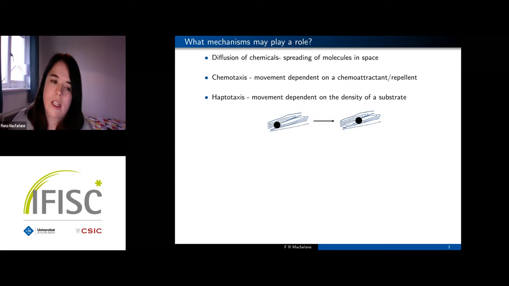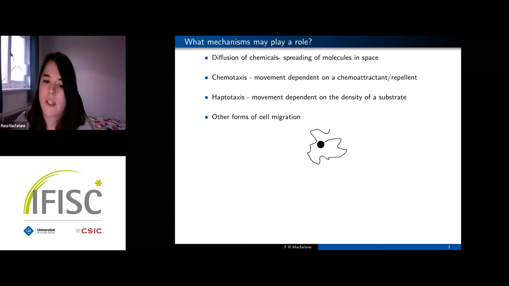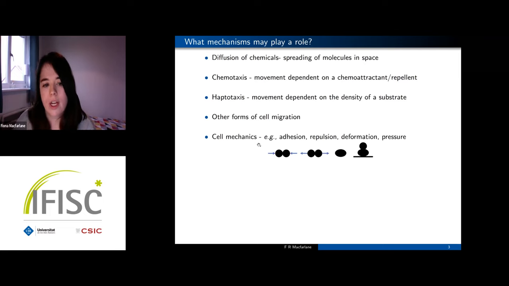As well as chemotaxis, we could consider things like haptotaxis, which is movement dependent on the density of some substrate. So on a cellular level, that could be things like cells moving on an extracellular matrix, where the movement of the cells is directed in some way by the tissue that they're in. We could also consider other forms of cell migration that might lead to patterning, for example, random motion or other more complex forms of cell motion. As well as motion, we could think about things like cell mechanics that might lead to patterning. So that could be adhesion of cells where they're kind of stuck together, repulsion of cells where they're wanting to move away from each other, and more complex things like deformation of cells or pressure where cells are affecting those around them physically.